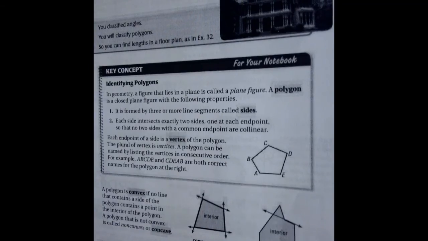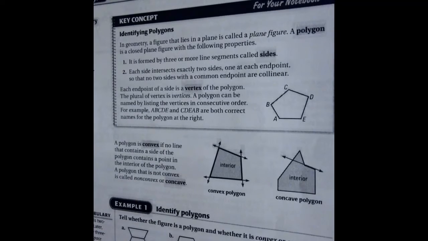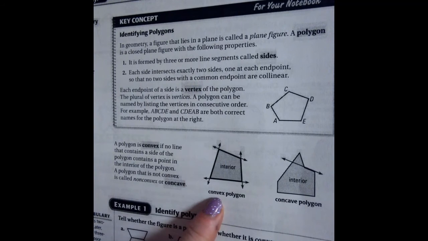Okay, so now we've gone through the examples. Let's have a look here. A polygon is convex if no line that contains a side of the polygon contains a point in the interior, so the inside of the polygon. A polygon that is not convex is called non-convex or concave. So you'll see convex and concave. So here is a convex polygon, all right? So closed figure, everything is on the outside here.